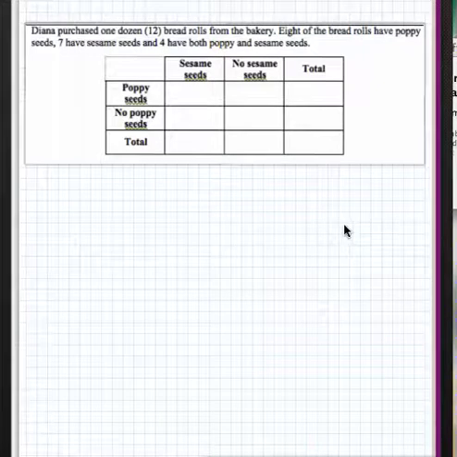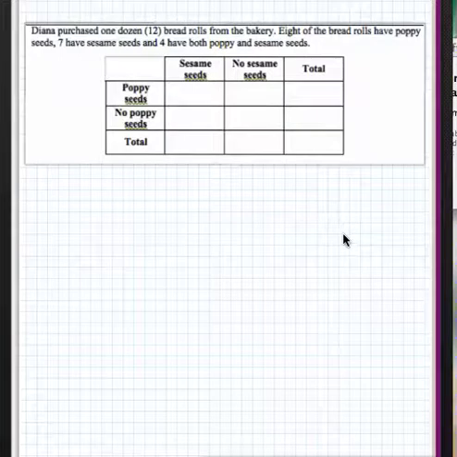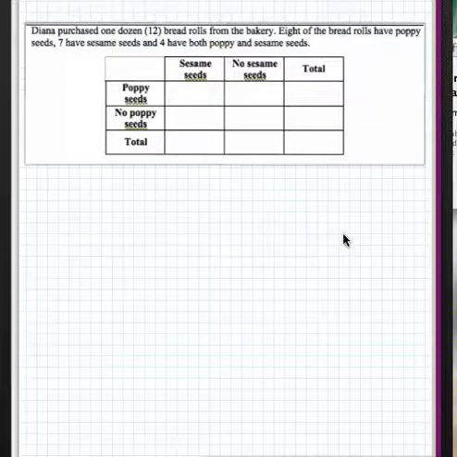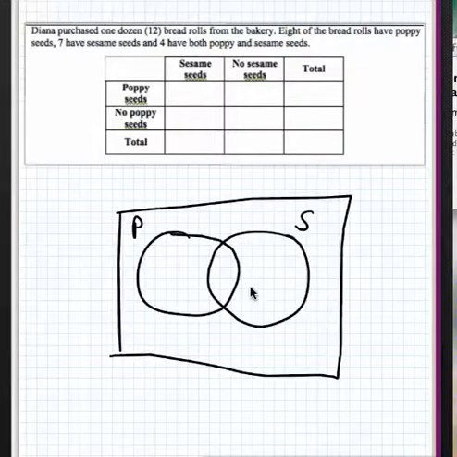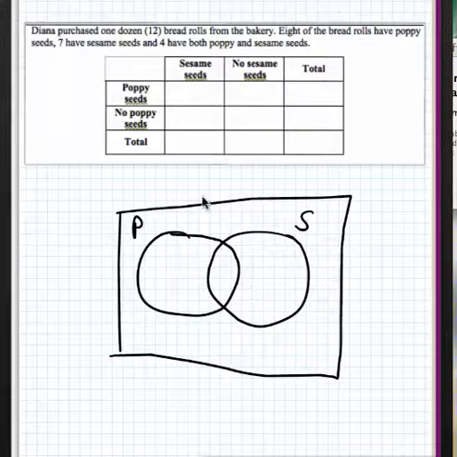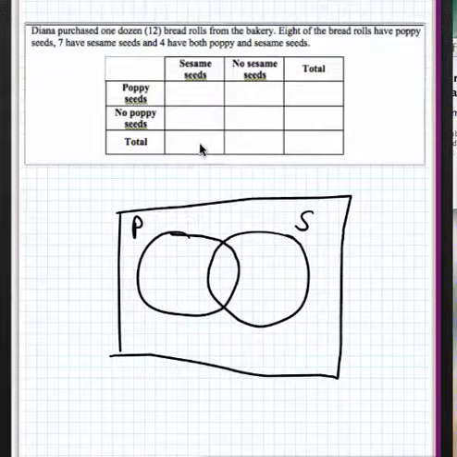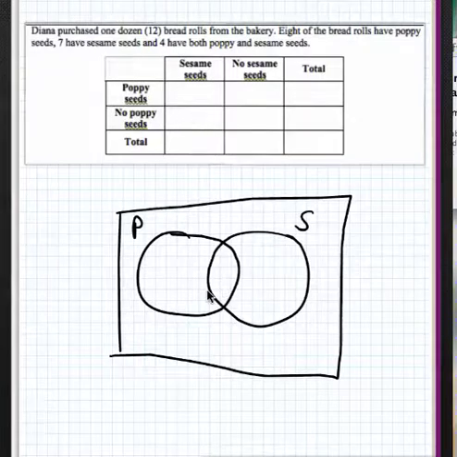Like, for example, are there any rolls that are plain without any seeds at all? And I know most kids and most people like plain rolls. We can put this information into a two-way table or into a Venn diagram, and we'll be doing both. So I'll just draw a quick Venn diagram on the bottom, and we'll do these at the same time. The question actually asked us to draw a two-way table, and we're just doing a Venn diagram as well.